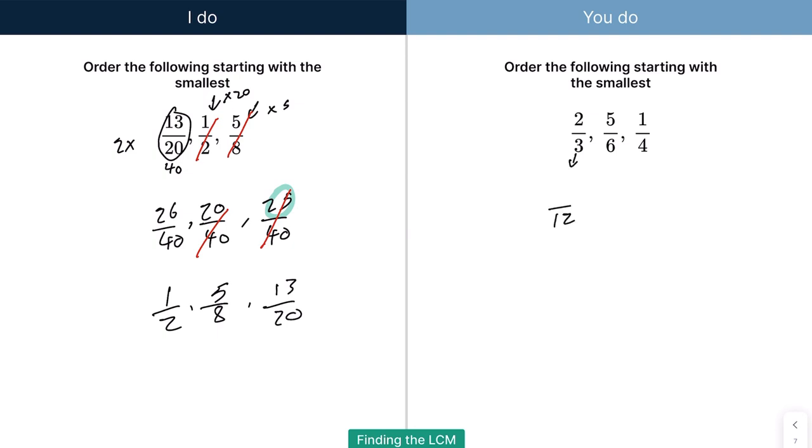So how do I write this one as 12? Well, I'm going to times the top and bottom by 4. How do I write this one as 12? Well, I'm going to times the top and bottom by 2. And how do I write this one as 12? Well, I'm going to times the top and bottom by 3.